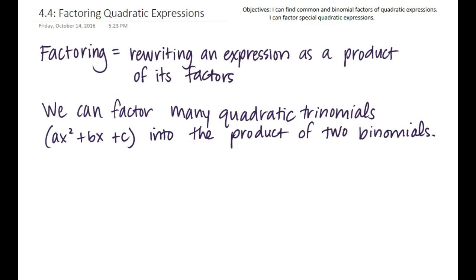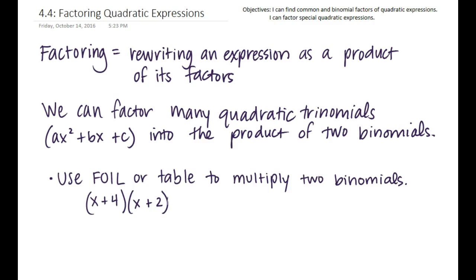It is the process of rewriting an expression as a product of its factors. We can factor many quadratic trinomials in the form ax squared plus bx plus c into the product of two binomials. Before we actually factor an expression, let's review FOIL or table method that we learned in Algebra 1. These methods assisted us in the process of multiplying two binomials.